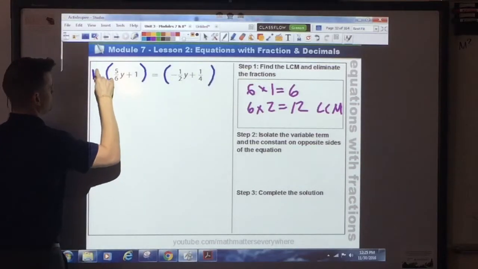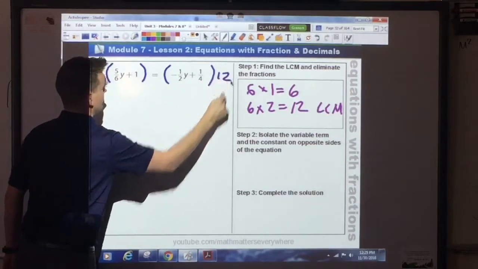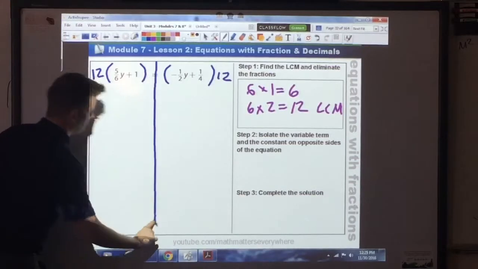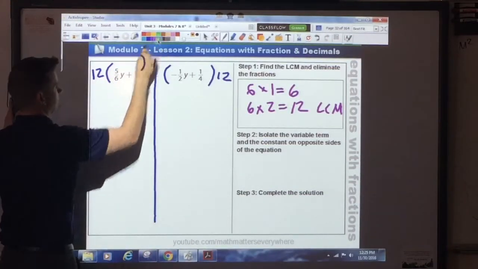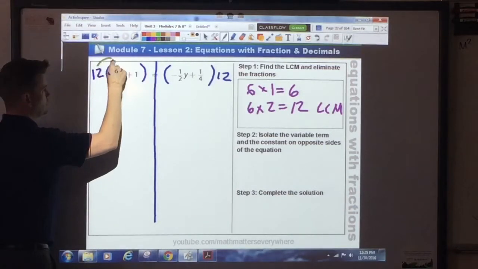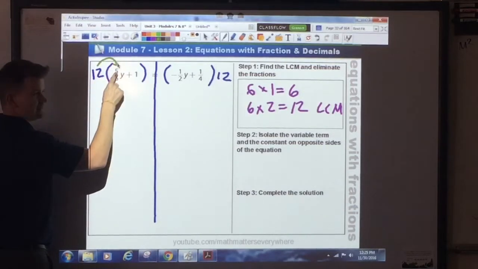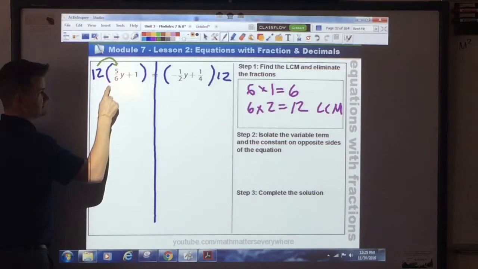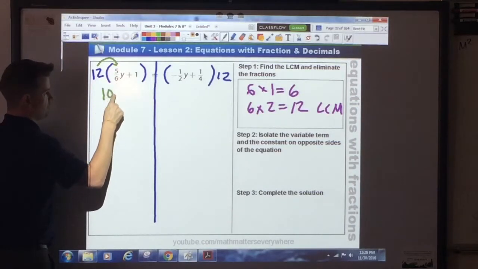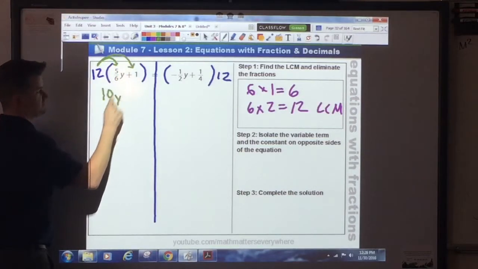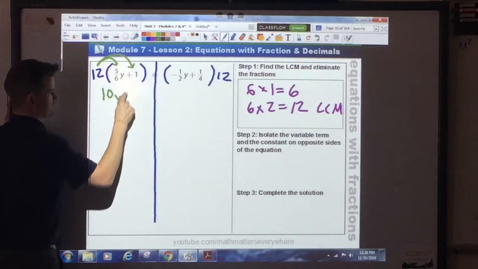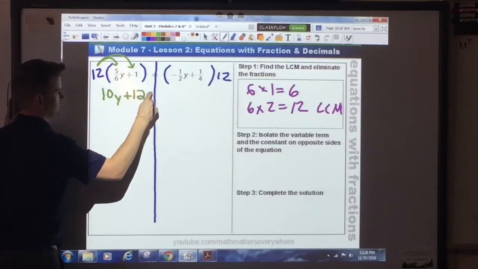And this is where you've got to be careful. If you multiply wrong here, everything else you do after this point will be 100% wrong. So, little arrows help me remember that I've multiplied. So I do a little arrow. 12 times 5 is? 60. 60 divided by 6 is? 10. Don't forget the y. That one's done. 12 times 1 is? 12. And don't forget that's positive, so plus 12.